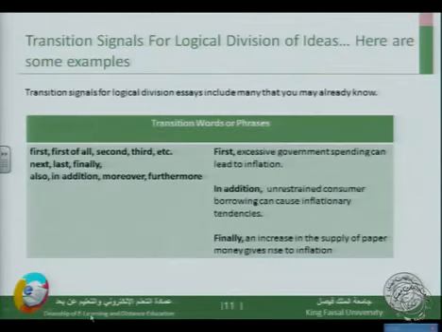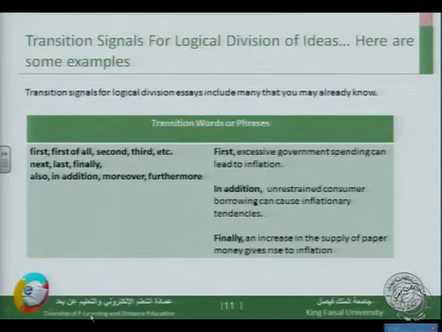Also, during the semester, we have discussed some of the transition signals for the logical division of ideas. If you remember the last 3 classes, when we talked about the commas and the semicolons and the conjunctive adverbs and the coordinating conjunctions, we talked about the transition signals. And these transition signals for logical division essays will help you to divide your essay logically.